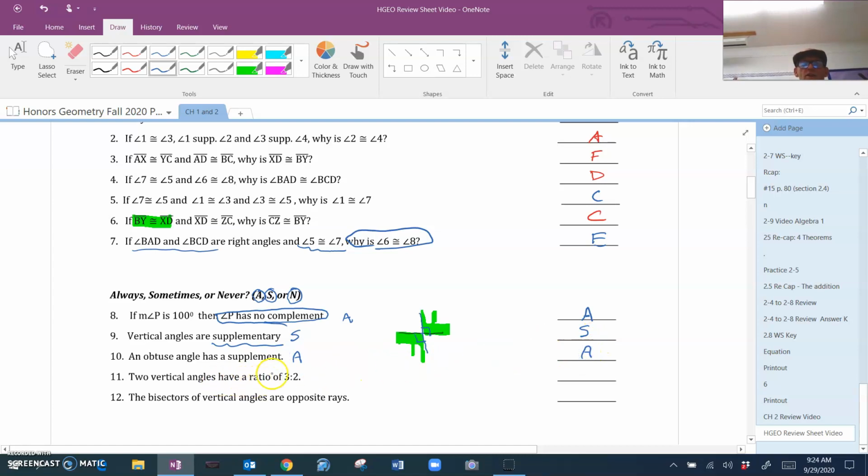Two vertical angles have a ratio of 3 to 2. That's never true because vertical angles are congruent, and a ratio of 3 to 2 means they are not congruent.